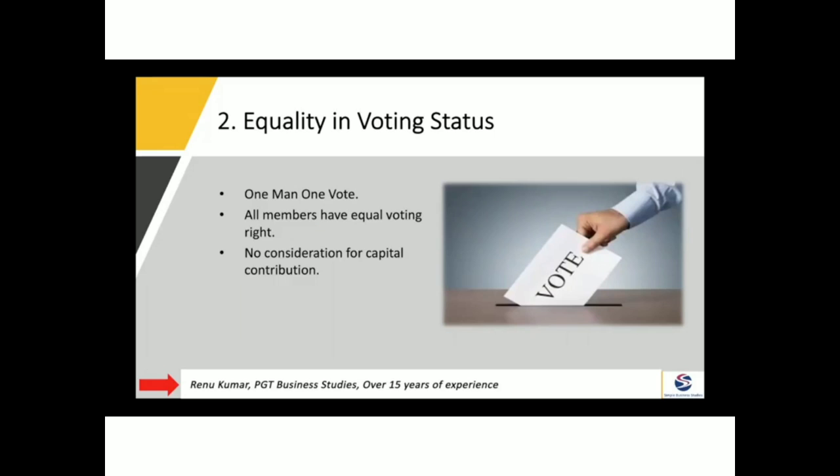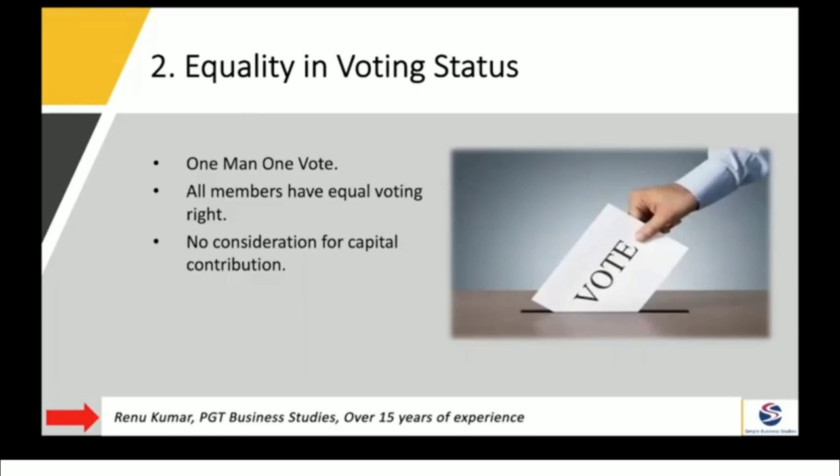Next is equality in voting status. This also I have explained to you already. One man, one vote. One man means one member, one vote. All members have equal voting rights. There is no consideration for capital contribution.